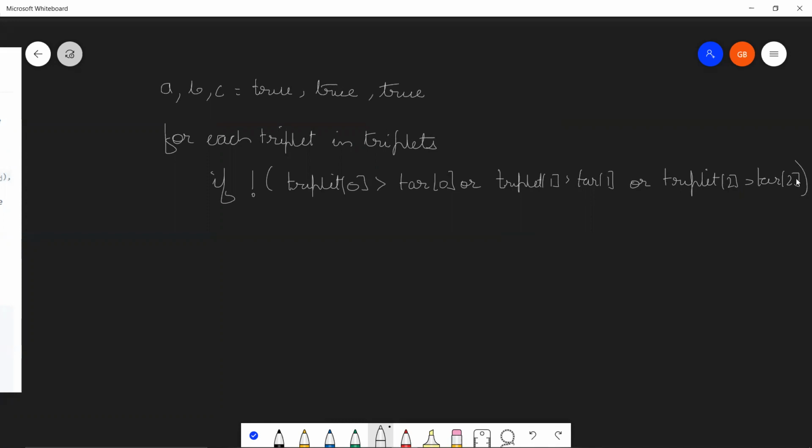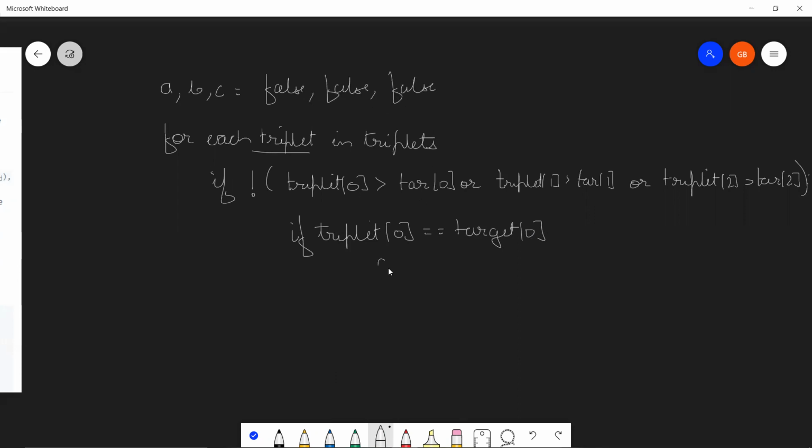If this condition is not satisfied, we are going to check if corresponding values from each of the triplets can fetch us the values of target. So if any triplet's 0th value is equal to tar 0, this means that we can actually achieve it no matter how many operations we take. I think I made one mistake. All these should be false, right? All these should be false.